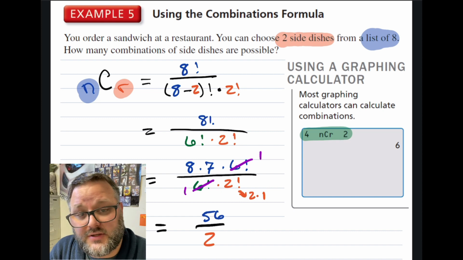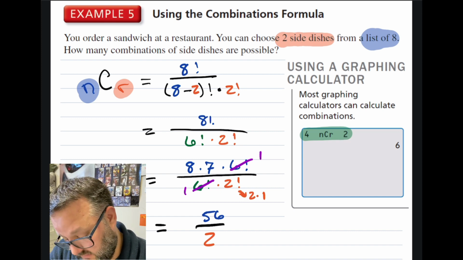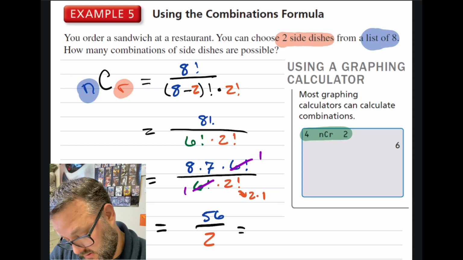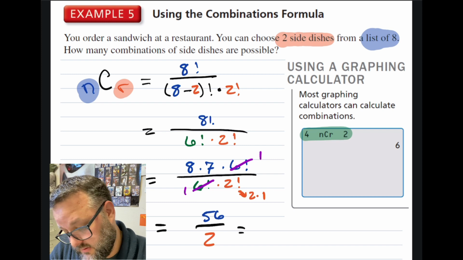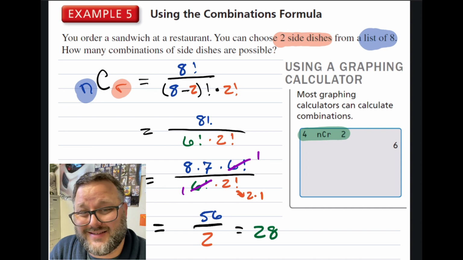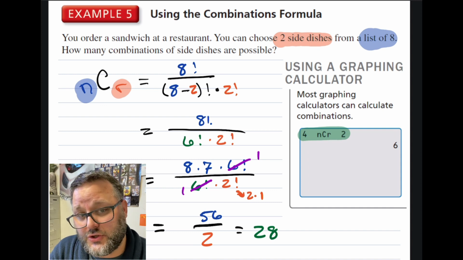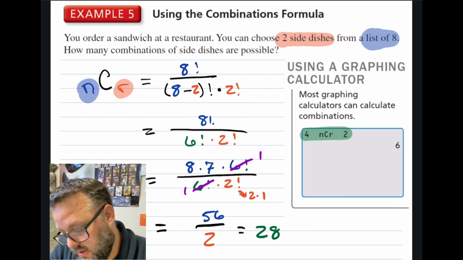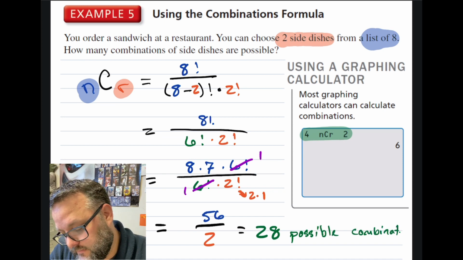So our combinations are the same thing as 56 divided by 2. And this is going to be, what, 28? Yes, 28. So we have 28 combinations when there's a list of 8 and I can choose 2 of those 8. We have 28 possible combinations. And I ran out of room, no big deal. Boom.